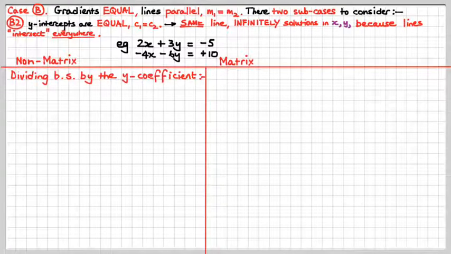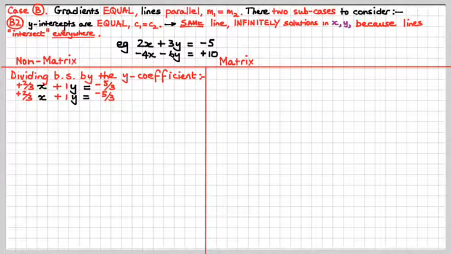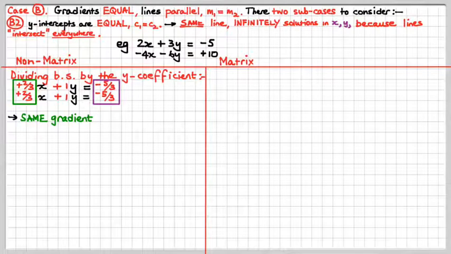Now, again, for the non-matrix approach, we're dividing both sides by the y coefficients just to get a handle on what it's doing. That's the first one, that's the second one. Look, the ratio of this coefficient to this coefficient in both equations is the same, right? And not only that, they are the same numbers, so they've got the same gradient and the same y-intercept.